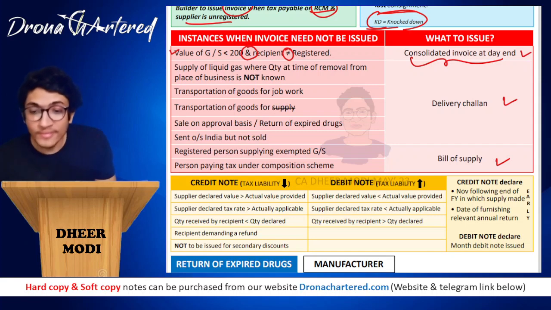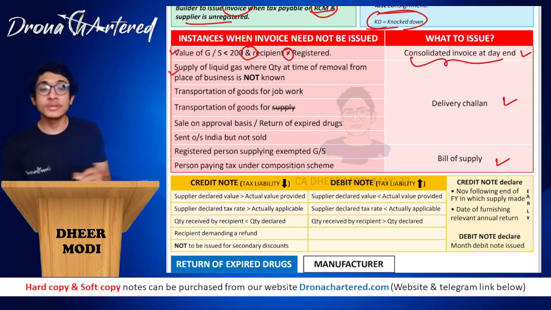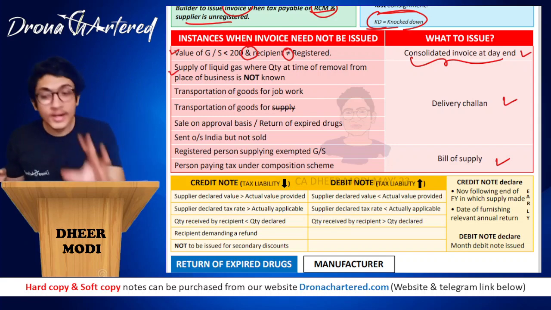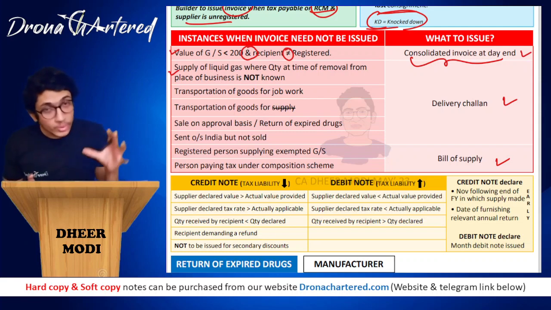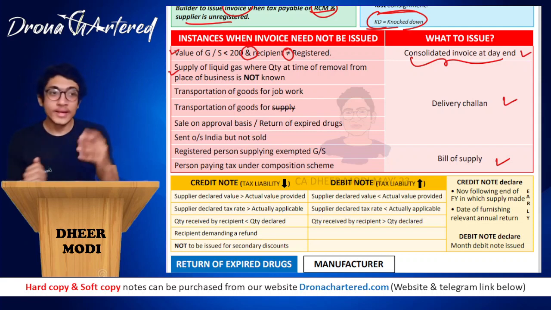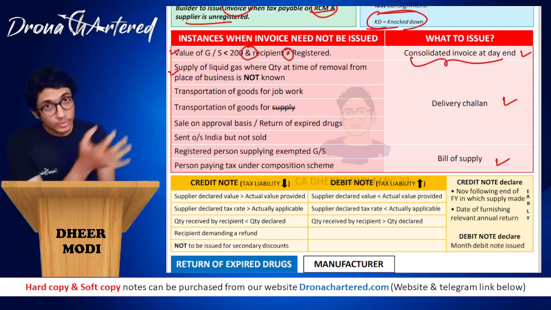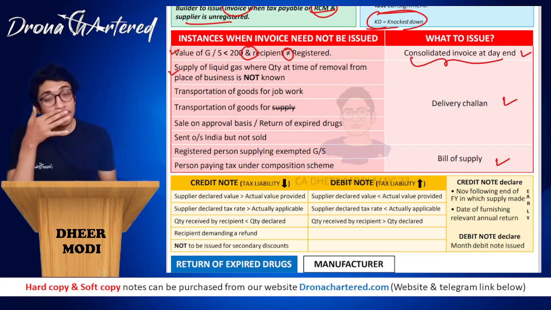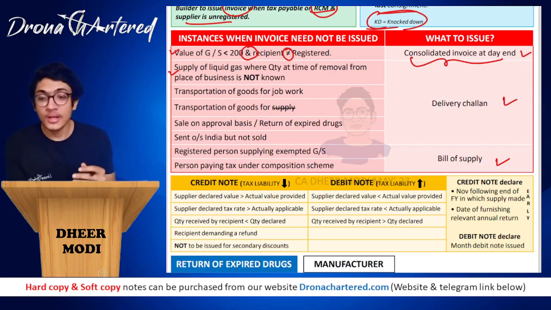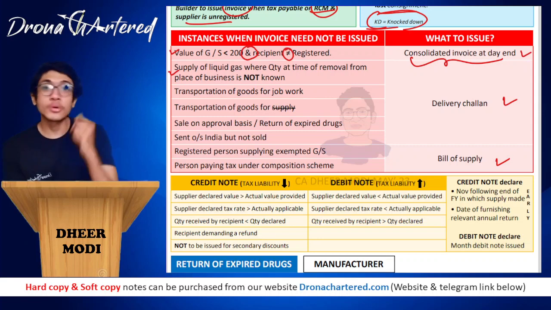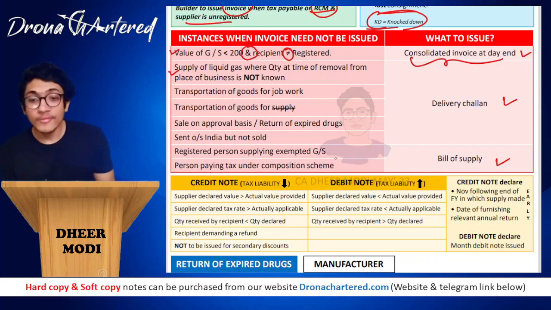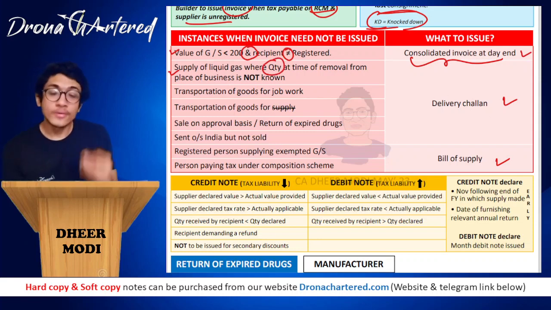Next, if you are supplying liquid gas where the quantity at the time of removal from the place of business is not known, what happens in this case? For example, from your godown, you take 100 liters of liquid gas. Now, during transportation, you will be losing a lot of this liquid gas. So when it reaches, it is possible that if you took 100 liters of liquid gas, only 90 kgs has been received there. So you cannot issue an invoice for 100 kg, right? Because the customer only received 90 kgs. Therefore, in such a case, since you do not know how much quantity will reach there, instead of issuing a tax invoice, you can issue a delivery challan.